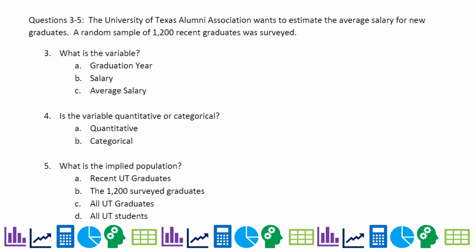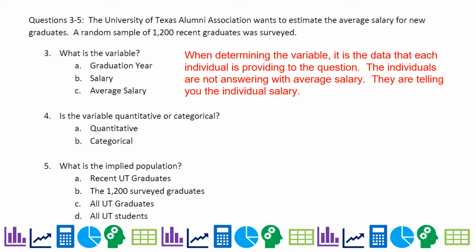So the University of Texas Alumni Association wants to estimate the average salary for new graduates. A random sample of 1,200 recent graduates was surveyed. So what is the variable I'm going to be recording on each individual? Keep individual in mind, all right? Well, I'm not really recording graduation year. That's not what they're looking for. They're looking for average salary. But it's average salary for the group, which means I need salary for the individuals, all right? So I'm just going to ask for salary.